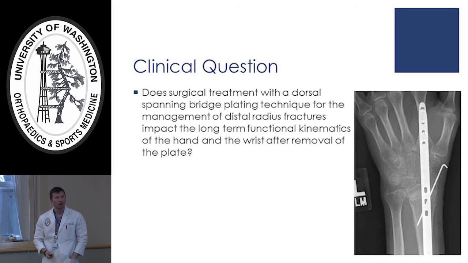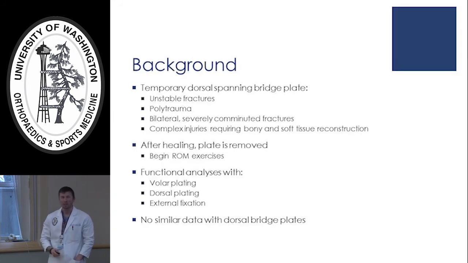So the question is, does surgical treatment with the dorsal spanning bridge plate impact long-term functional kinematics of the wrist? We have lots of data on volar plating, dorsal plating, but not so much on this dorsal spanning bridge plate, which is a method really pioneered here at Harborview. So some background on that dorsal spanning bridge plate. It's been described in the literature for use in unstable fractures, polytrauma, on patients that need to mobilize early with platform weight bearing, bilateral, severely comminuted fractures, and complex injuries.